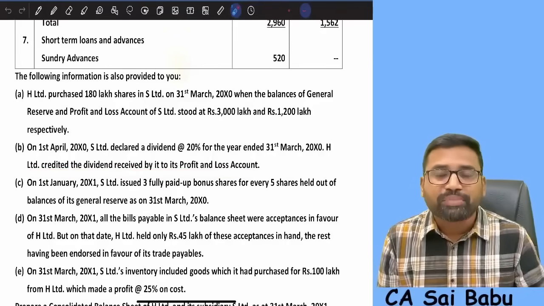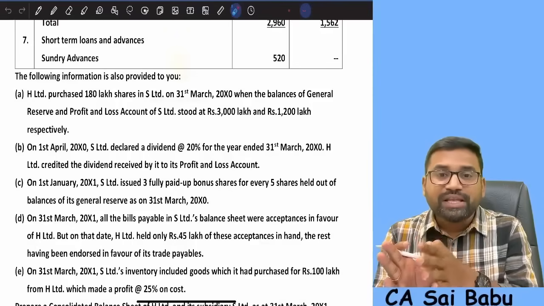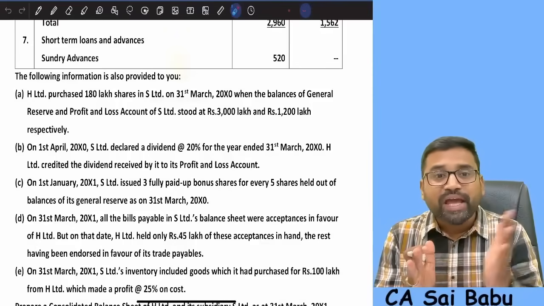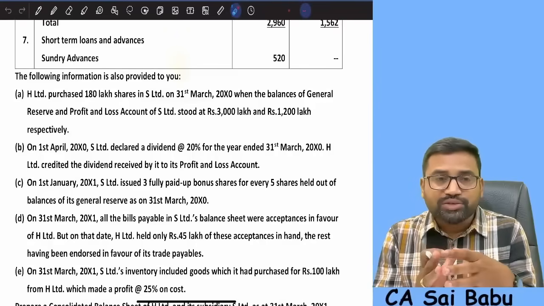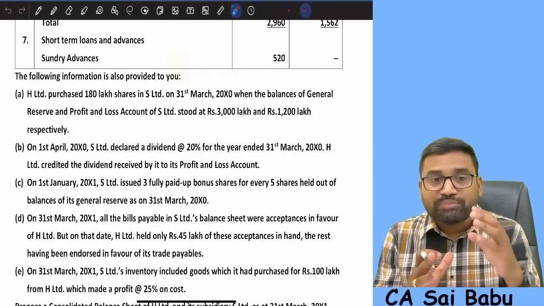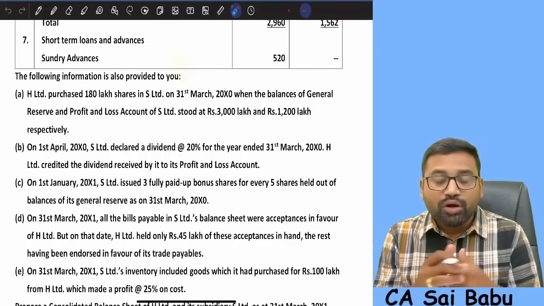That is a wrong treatment they have done. Sometimes what they will give is that the parent company received a dividend from the subsidiary company out of pre-acquisition profits. But what the parent company should have done is adjust it to the cost of investment, and instead they credited it to the P&L account. Now they need to rectify this. So how to rectify it?